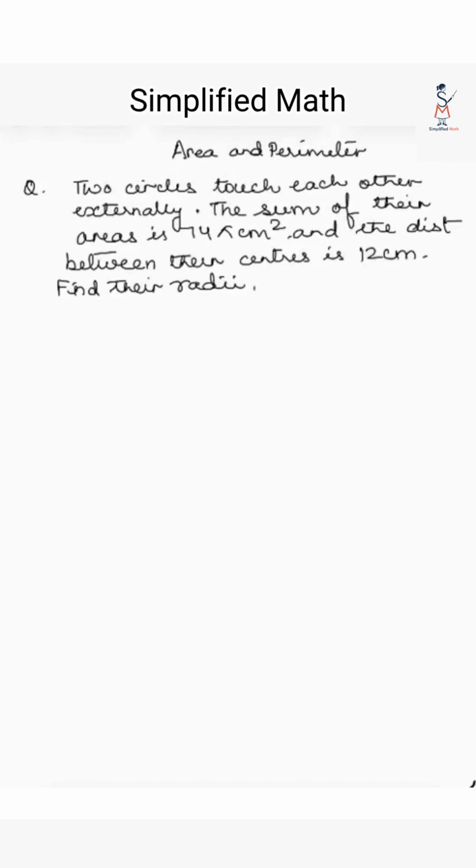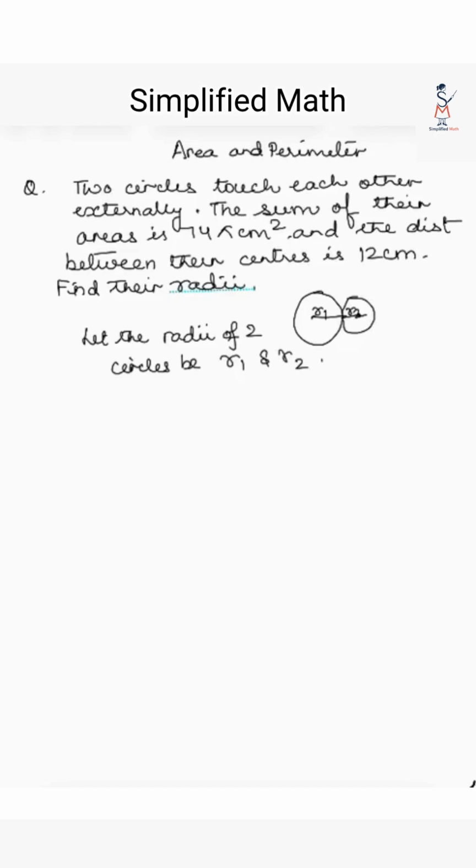Hi, we are doing area and perimeter. Two circles touch each other externally. The sum of their areas is 74 pi and the distance between their centers is 12 centimeter. Find the radii. So these are the two circles which are touching each other externally. So let the radii of two circles be R1 and R2, right?